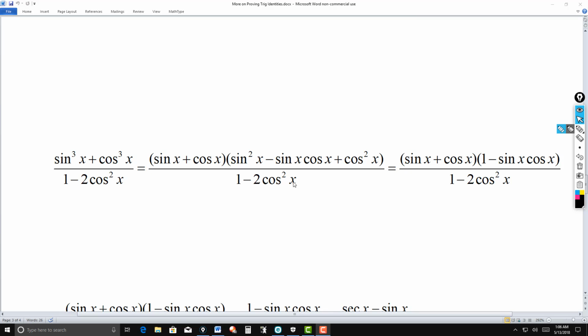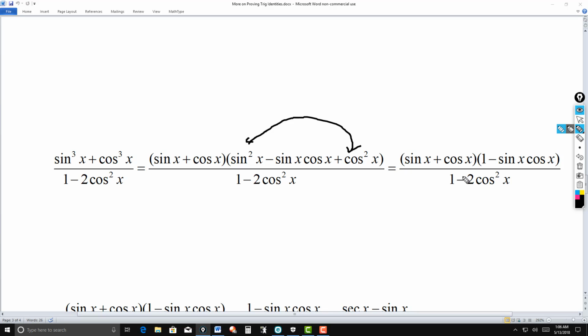Now, going from this step to this step on the far right, can you see what I did? Notice the denominator is still the same. This factor here, sine x plus cosine x, has not changed. It's just the one here that changed, and this is one of your Pythagorean identities. Anytime you have sine squared of an angle plus cosine squared of the same angle, that's going to be 1. So I simply replaced this by 1, and I got this right there.